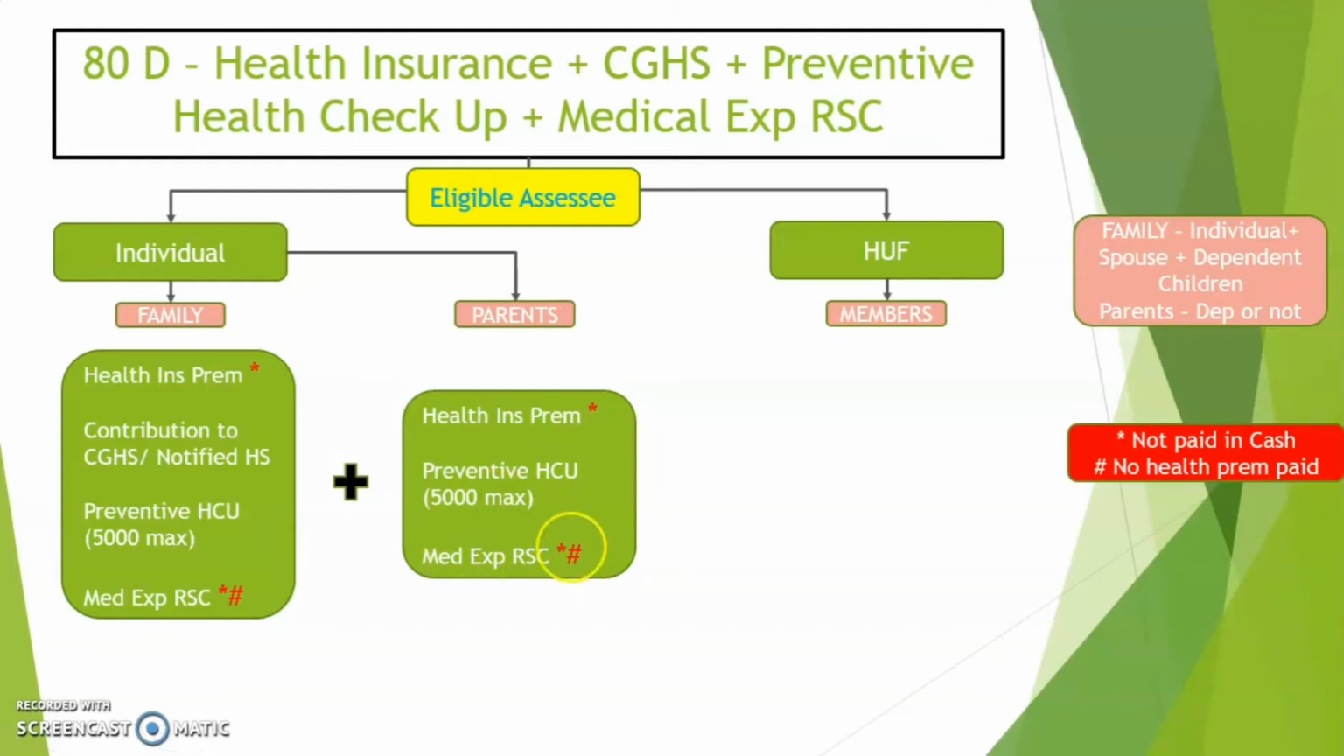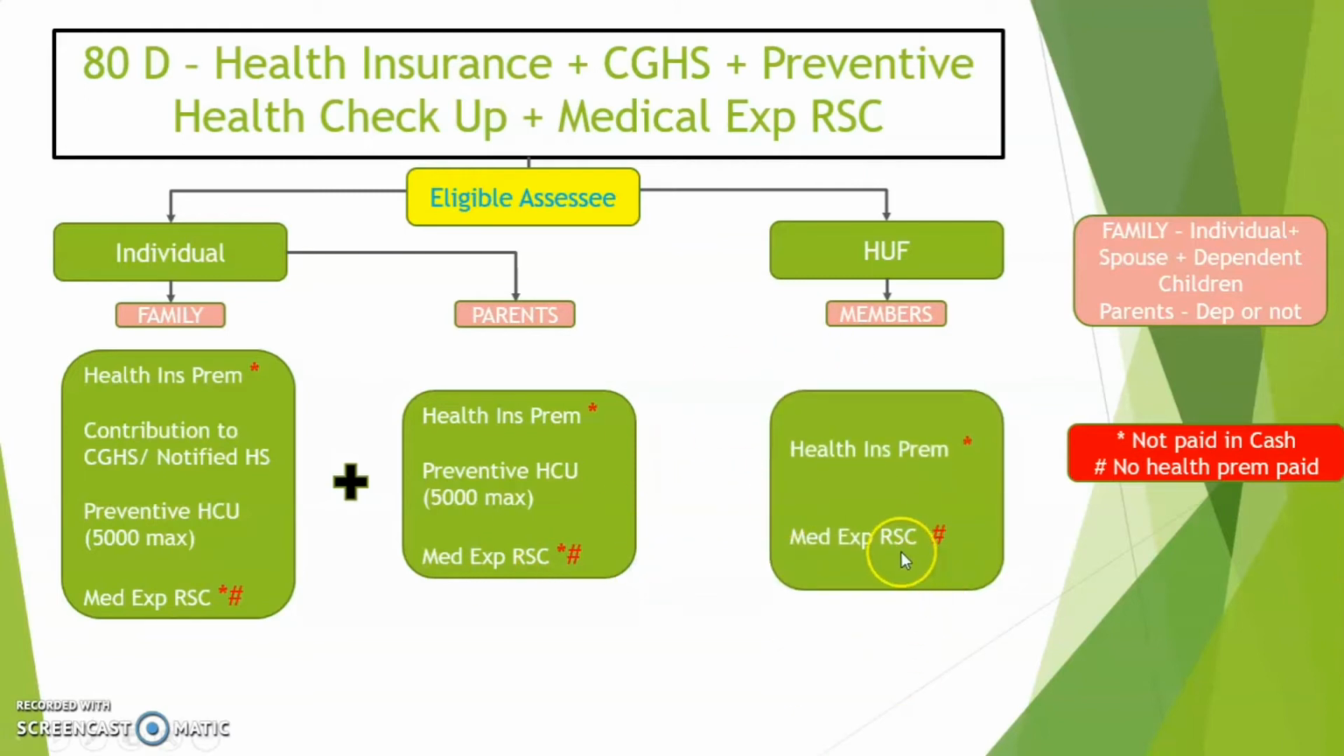Alright. Clear? Now for HUF, let's see what all are available. Health insurance premium and medical expense for resident senior citizen. Nothing else. Fine. So if you observe a pattern over here, the individual's family gets the most. Take away contribution to CGHS and notified health scheme, that's what the parents have. Now take away preventive health checkup from parents, and that's what HUF has. Alright. So for an individual, he or she can take deduction in the name of his or her family and an addition for his or her parents.